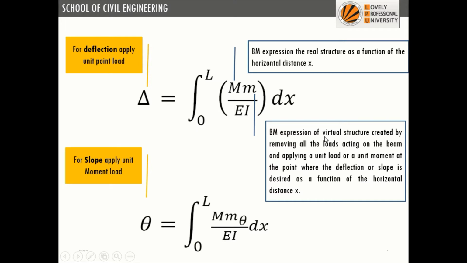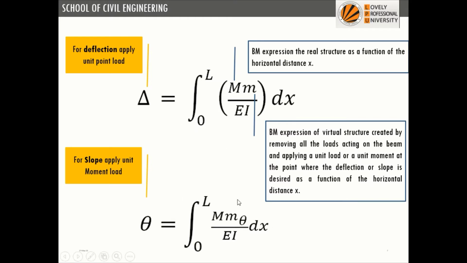How do we create a virtual structure? By simply removing all the loads of the beam and applying a unit load on the beam, and forming the similar equation with a horizontal distance x. And this is for deflection.